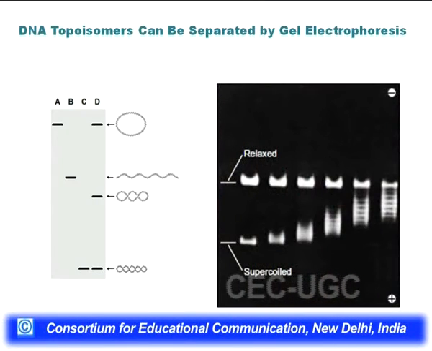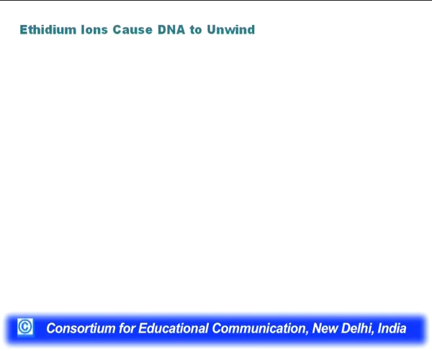So, as you can see, the topoisomers can be separated by gel electrophoresis. The supercoiled one runs farthest from where it is loaded, and the relaxed one comes at the back. That is how the DNA topoisomers can be separated.